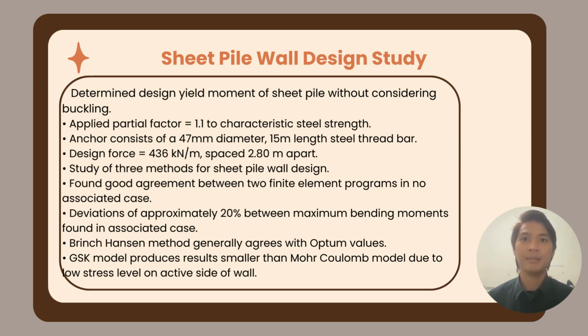The Brinch-Hansen method generally aligns with the optimum value, while the GSK model produces smaller results due to lower stress level. In conclusion, we journeyed through the foundation of earth pressure theory, the advantages of the finite element method and the promising possibility presented by the GSK model. This approach plays a pivotal role in shaping the future of sheet pile wall design. Thank you, that's all from me.